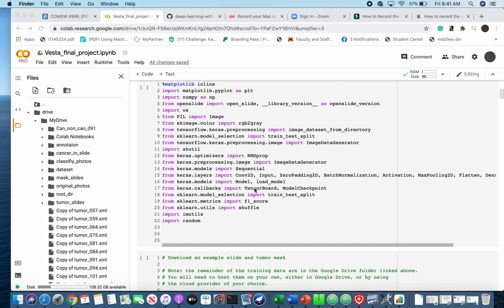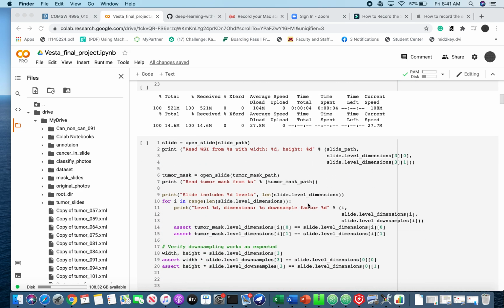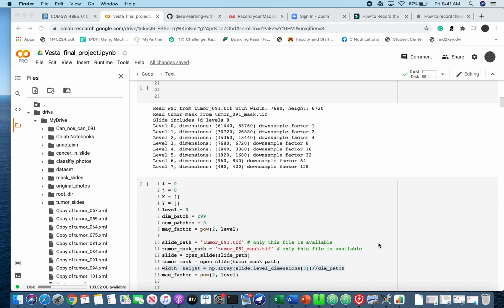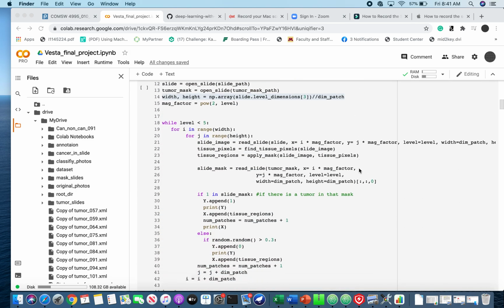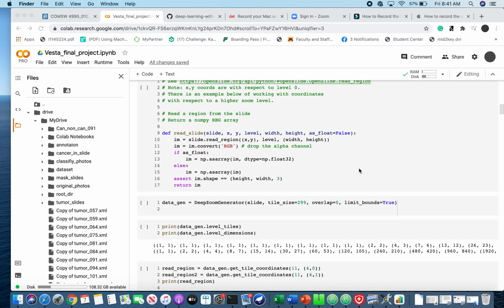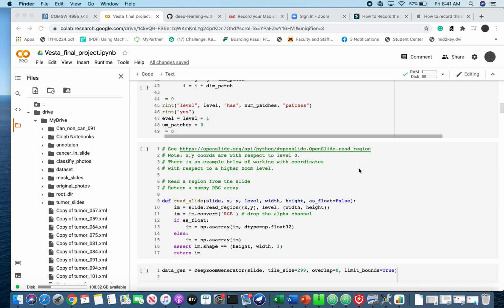So previously, Professor put up this slide, one of the slides that he had working. So what I did was run all of these and try to see what I could learn from the data. So I made sure I looked at read slide level, open slide, what it does. And I later on tried to download my data set from the drive that professor shared.